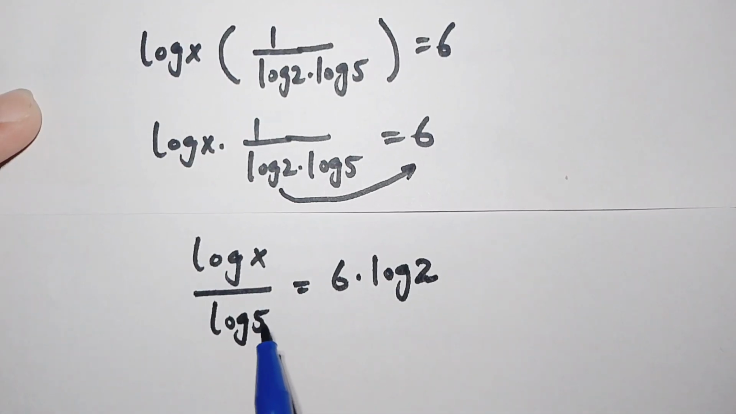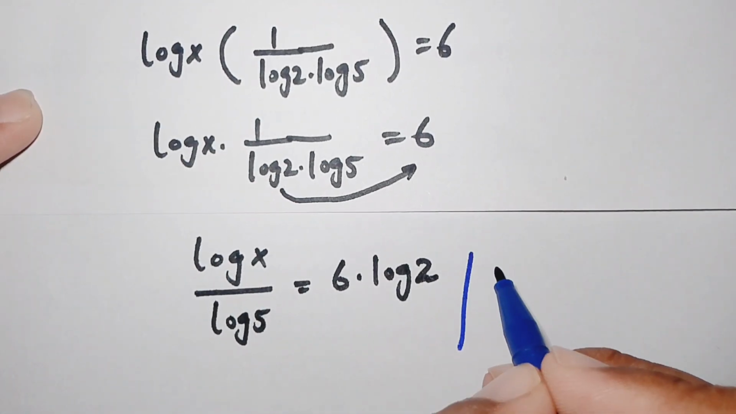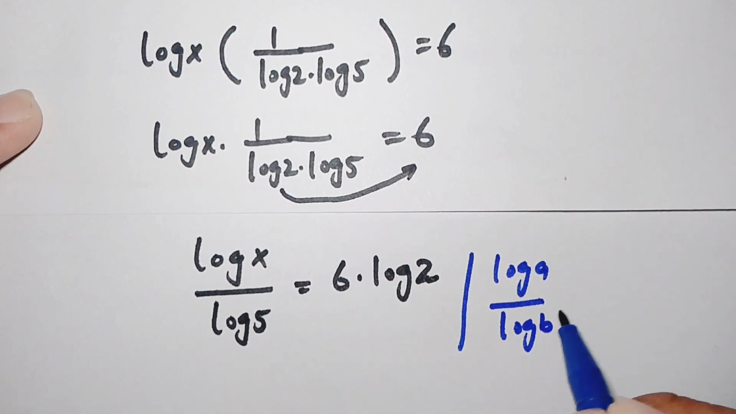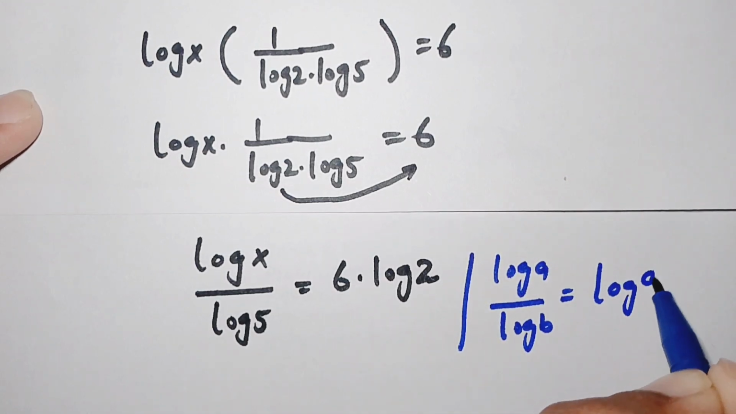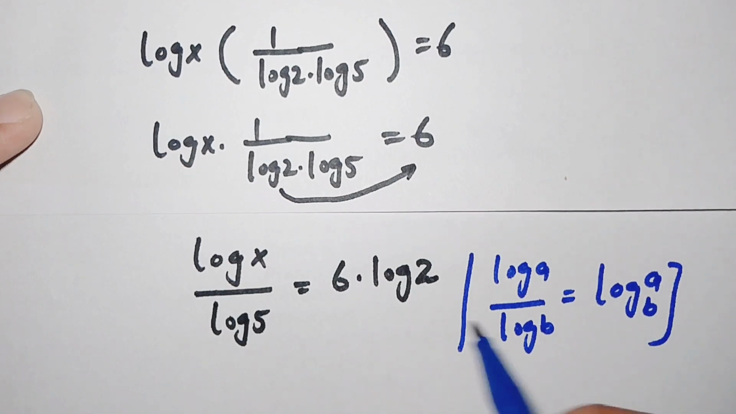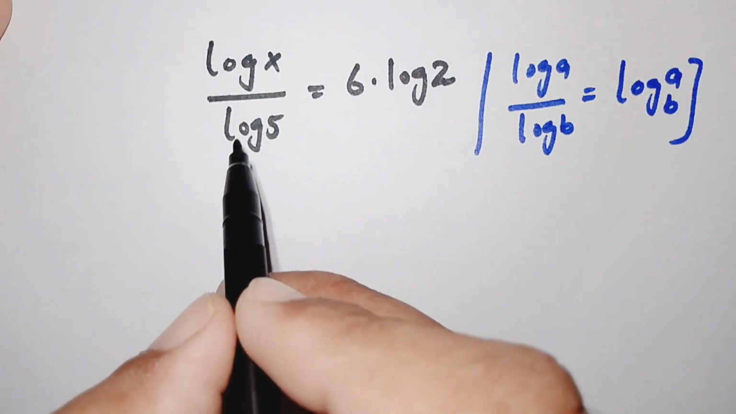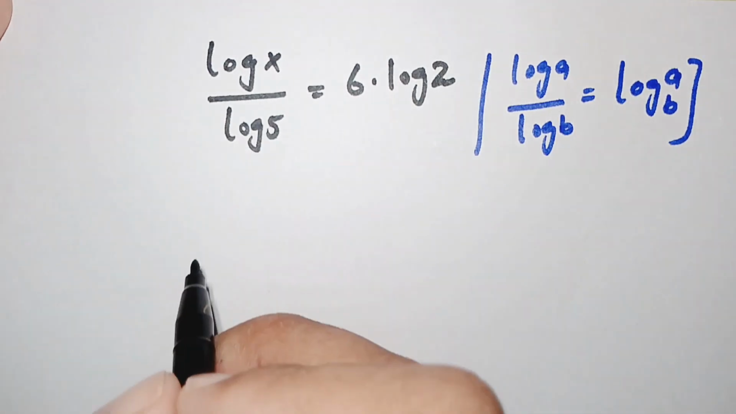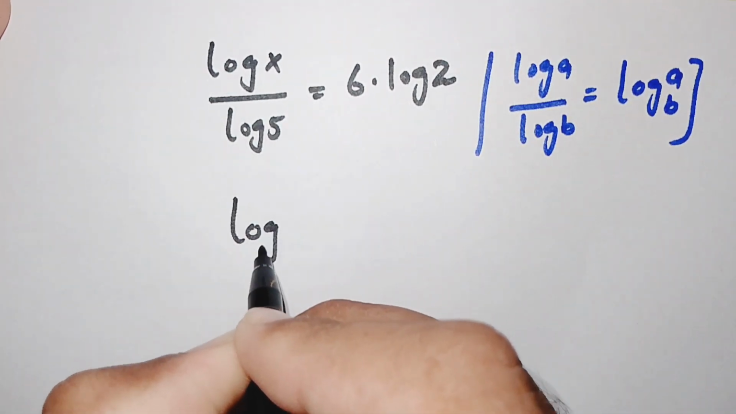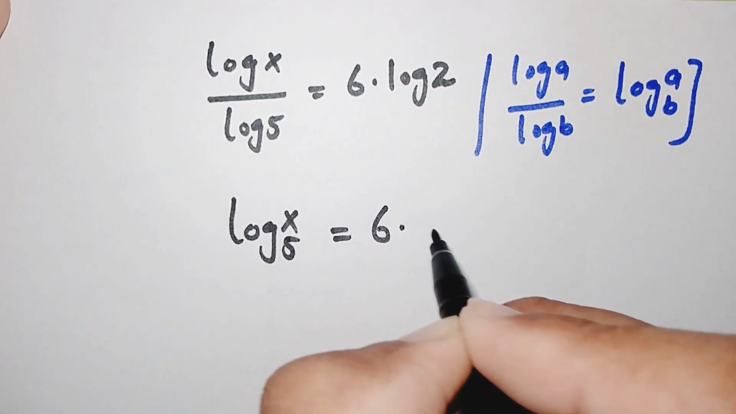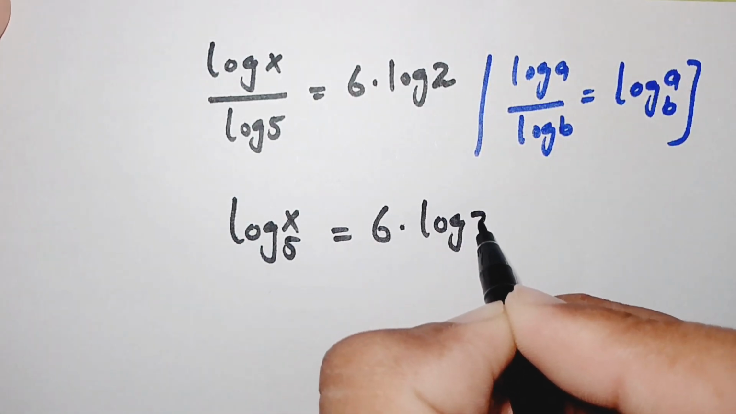Now again we use this logarithm identity: log of a divided by log of b is equal to log of a with base b. So again we apply this identity. This will become log of x with base 5, which is equal to 6 times log of 2.